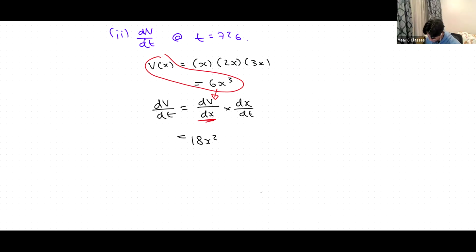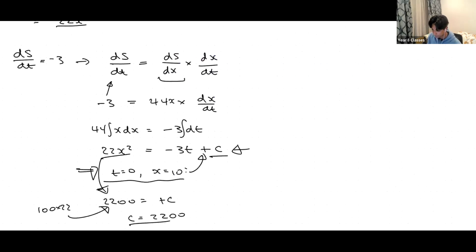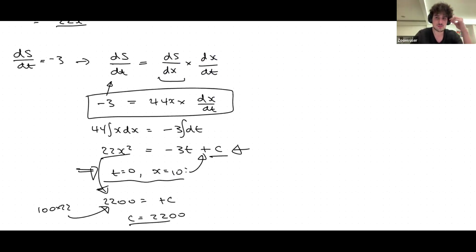Let's see. Minus 3t plus c. Kind of, there's an easier way. It's not exactly correct what you said. So we can actually just get dx/dt straight from here. So we have minus 3 equals 44x times dx/dt.